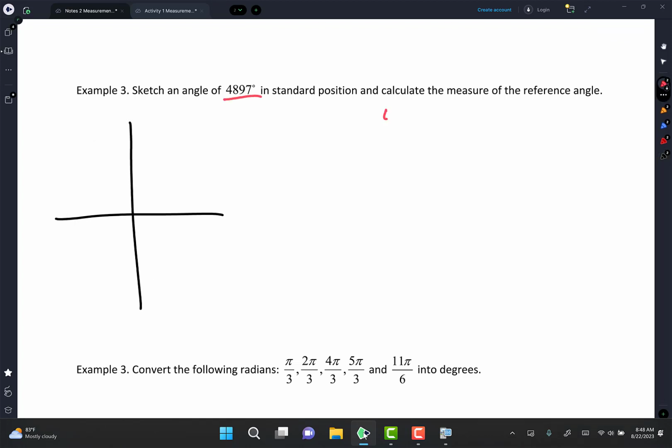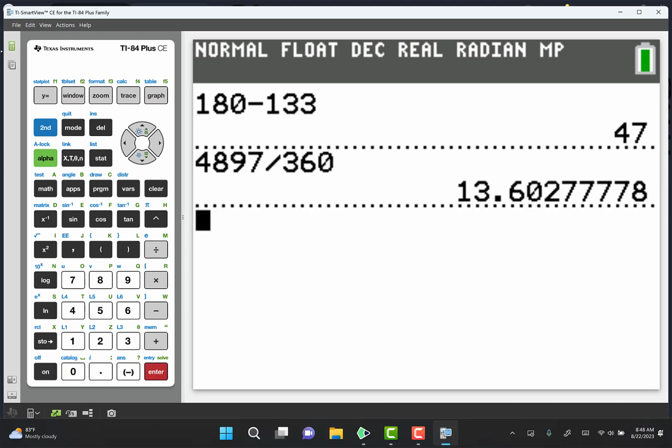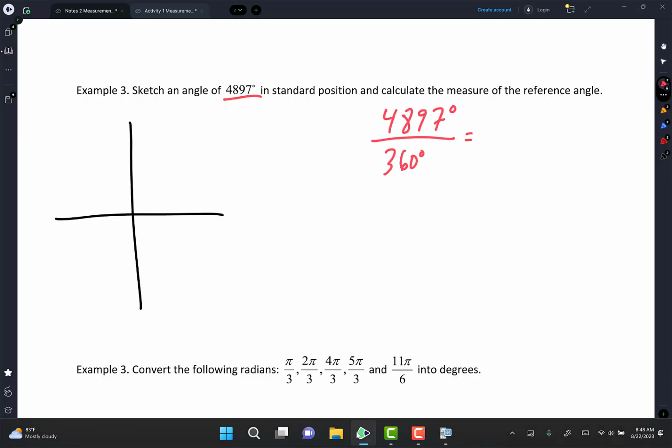Take this, 4,897 degrees. In one revolution, how many degrees do I have? So I'm going to divide it by 360 degrees. So 4897 divided by 360. And I get that number, 13.602 with the 7s repeating forever. That 8 is rounded, but it should be 7 forever.